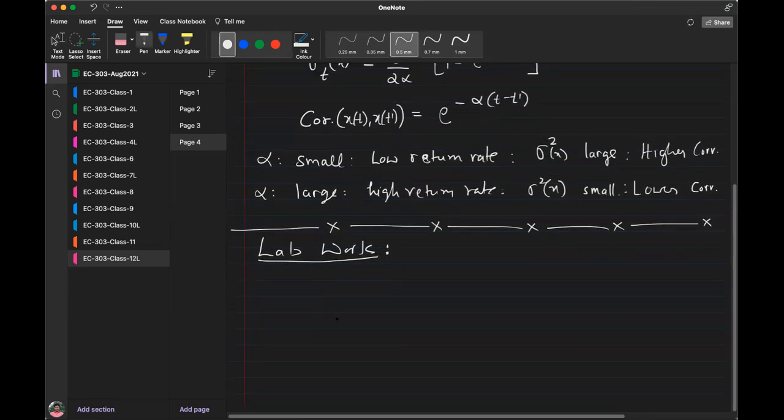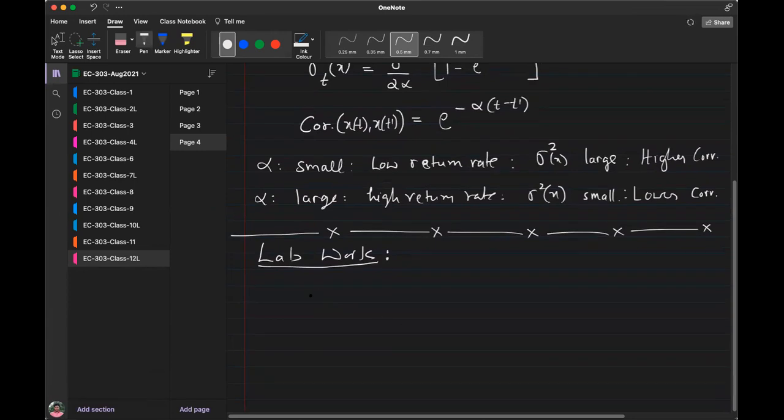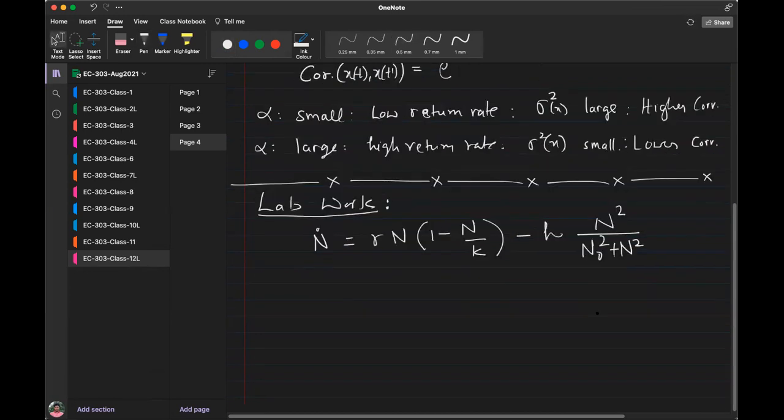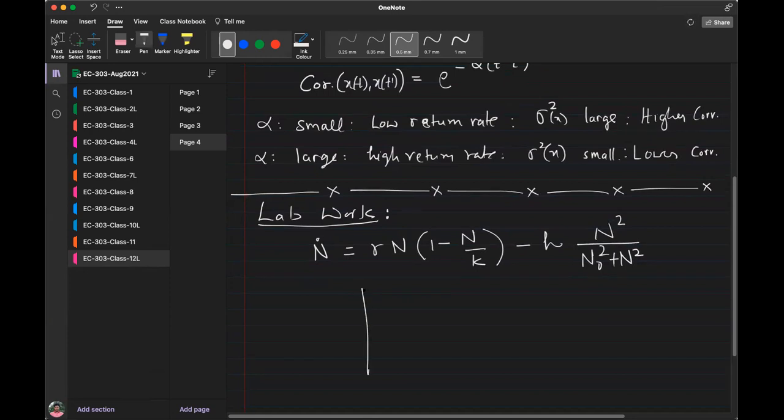Okay, so this is the result. Now let me give you the lab work. We have studied this model in the previous semester very well, and I have also revised it. This is basically the logistic model under harvesting, and we know that this model has this feature.